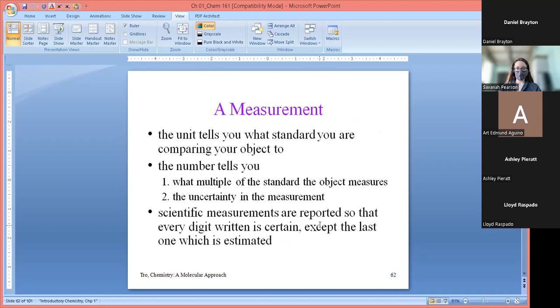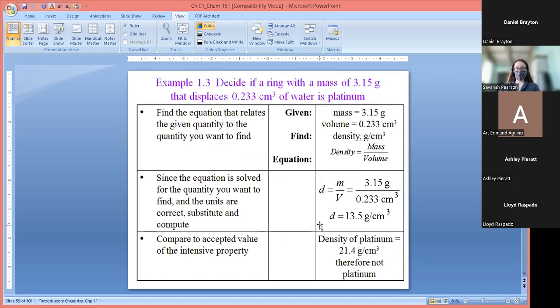Let me go back to the density problem and just show you why. So for example here, this is giving you 3 sig figs of the 2.33 and up here 3.15. So they're both 3 sig figs. So your answer needs to have 3 significant figures. And that's how all of our problems are going to be.